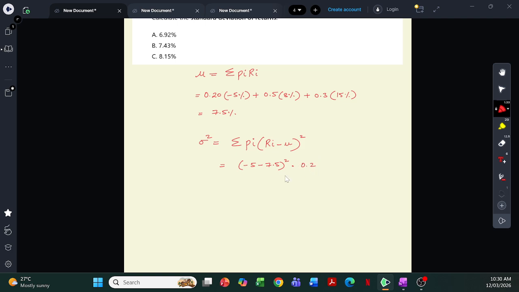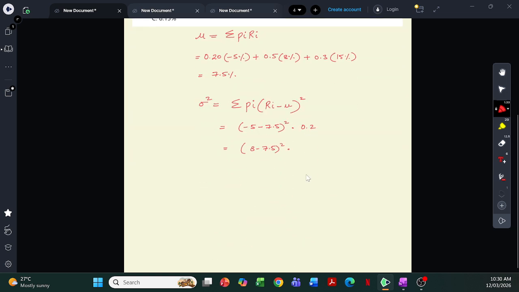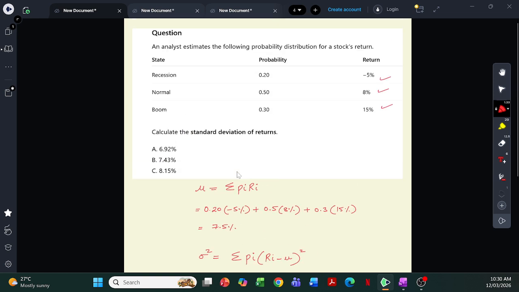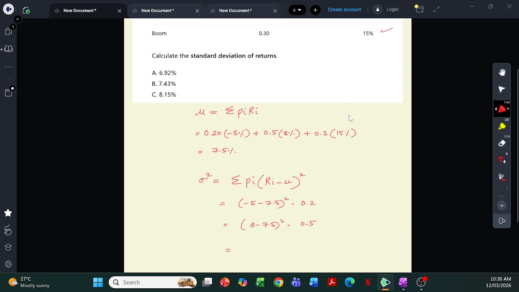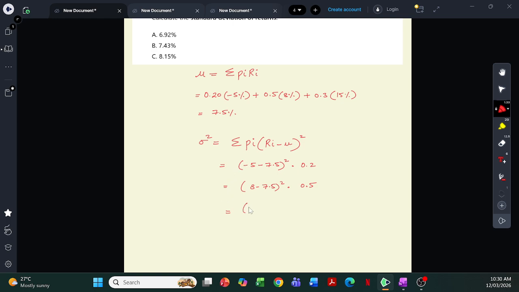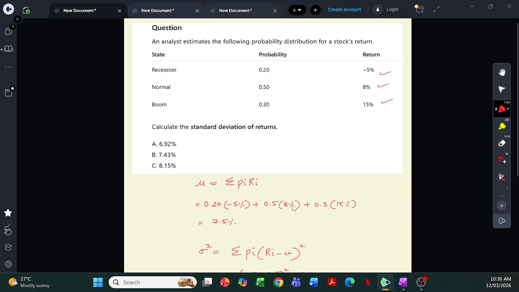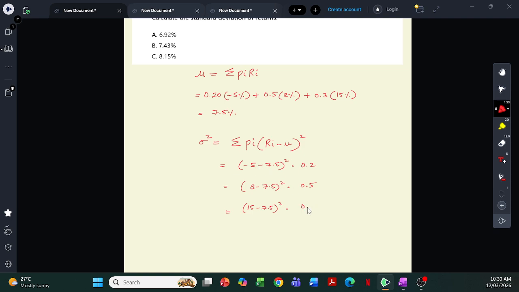And we proceed in a similar fashion. Next is 8 minus 7.5 squared multiplied with the probability associated with it, 0.5. And the last one would be 15 minus 7.5 squared multiplied by the probability associated with it, which is 0.3. Okay. Next step would be for you to solve for all this. I've already solved this.